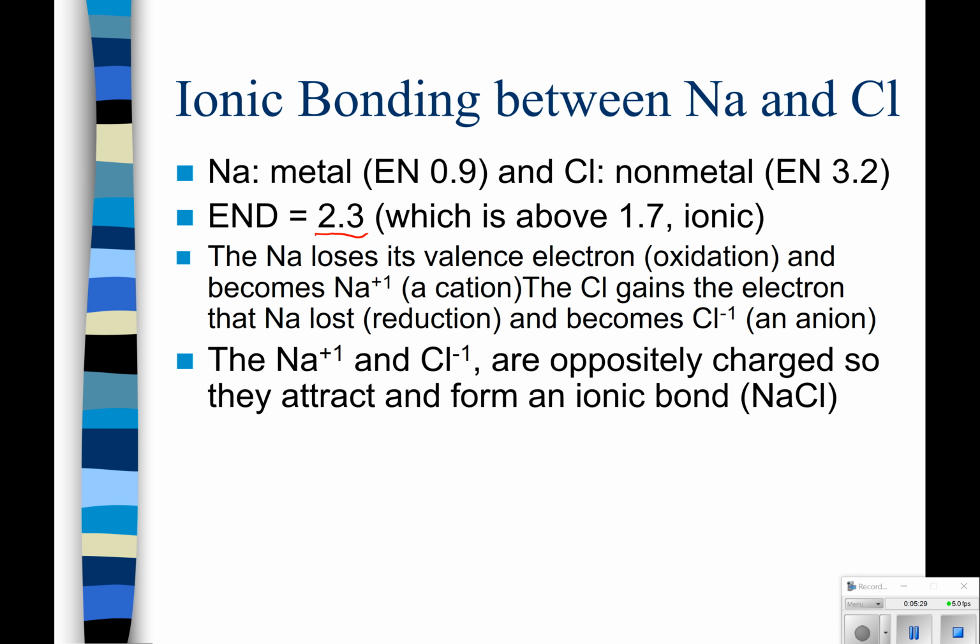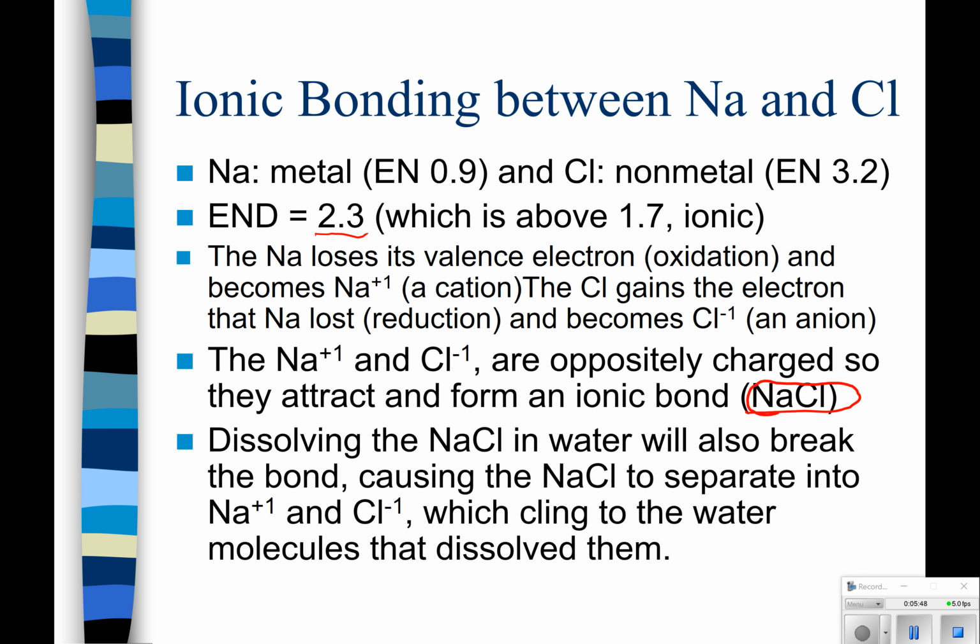So since these two ions are oppositely charged, we have a positive and a negative, kind of like opposite ends of a magnet. They're going to attract to each other and form the ionic bond that holds together sodium and chlorine in the compound sodium chloride.